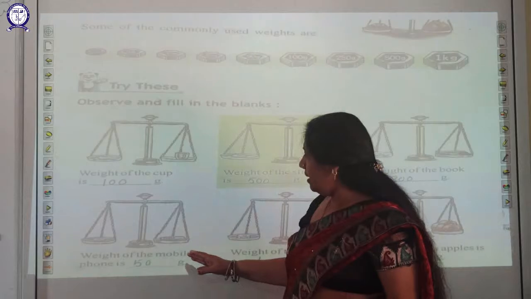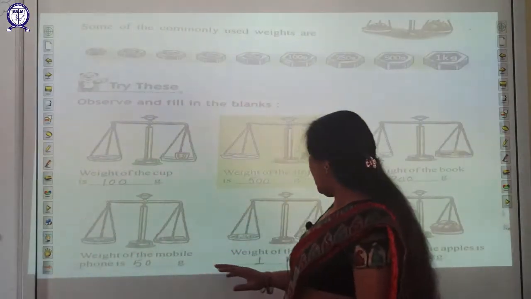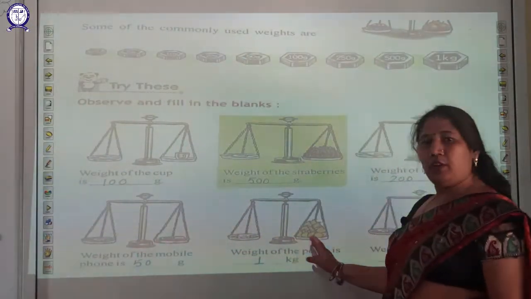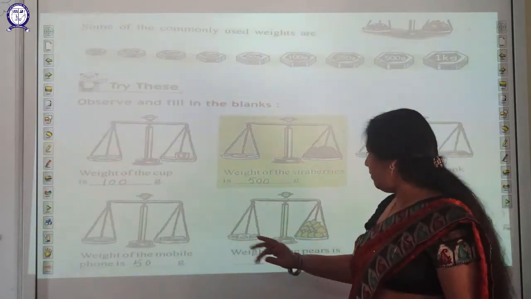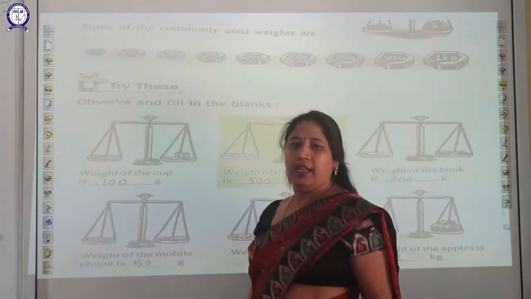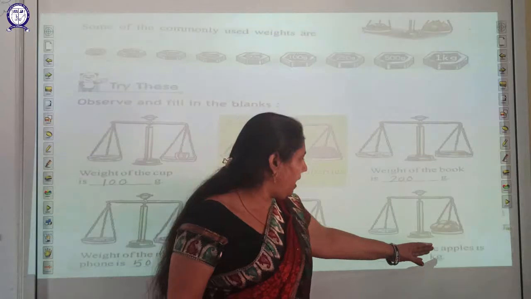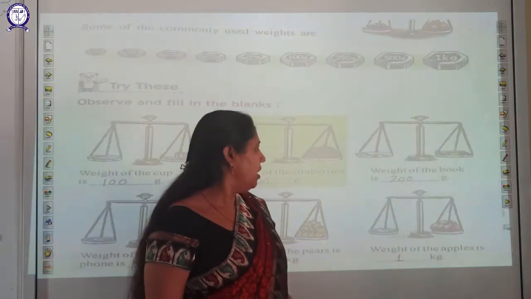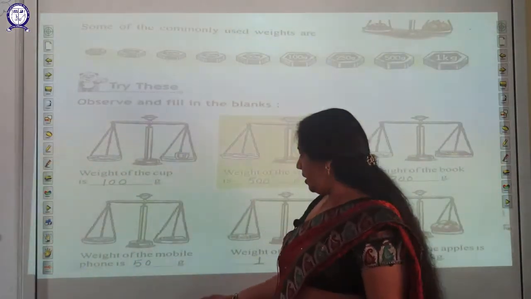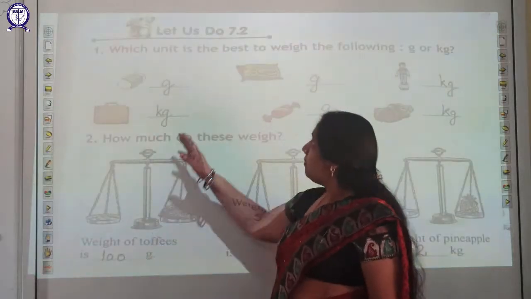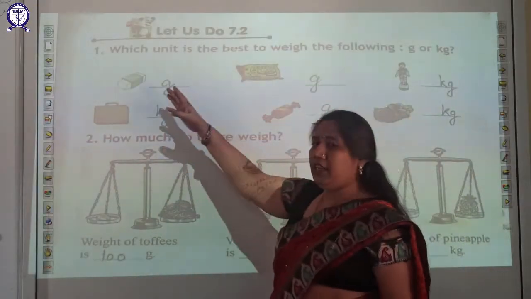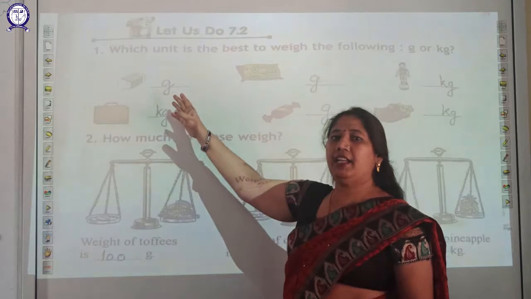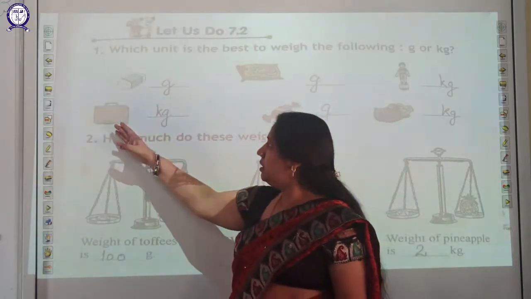Weight of a mobile, look here, 50 gram. Weight of the pear, look here, 1 kilogram. And the last is weight of apples, you have to look here, also 1 kilogram. Come to the next. Which unit is best? Eraser, that is very light, in gram.